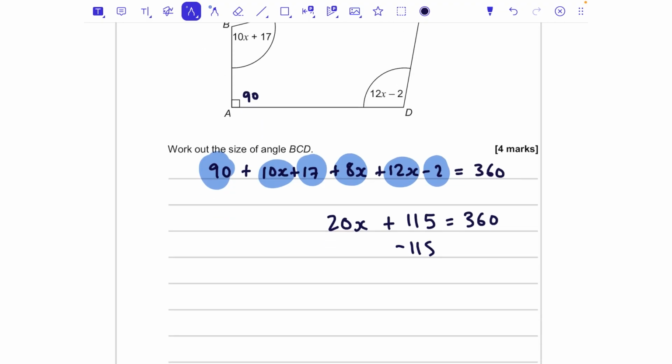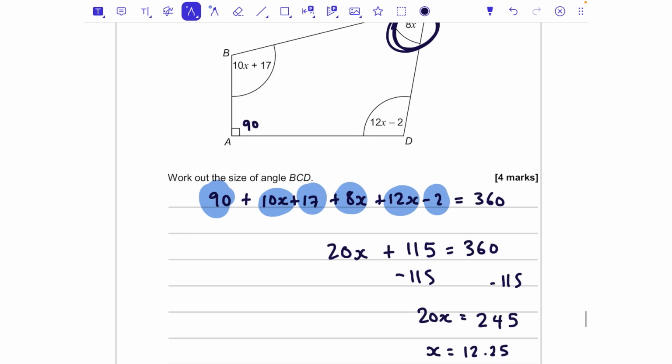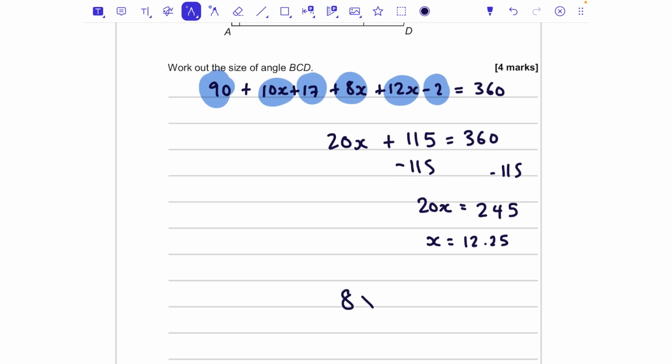Take away the 115, means that 20x is 245. And then divide that by 20. 245 divided by 20 is 12.25. So if x is 12.25 and we want the size of angle BCD, this one up here, then I need to do 8 lots of x. And 8 lots of x means 8 lots of 12.25, which is 98.